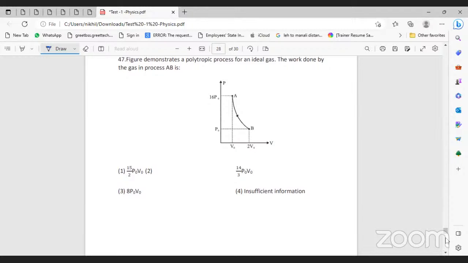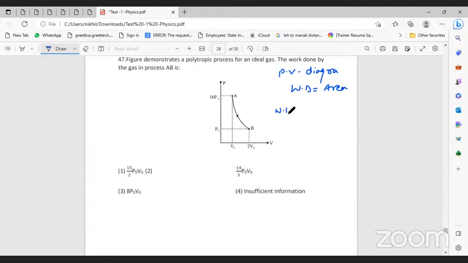Now they are just asking to find what is the work done. You know that in the case of the PV diagram, the work done is nothing but the area of that particular curve. But here, the area how to find, you can choose this as approximately a rectangle itself.